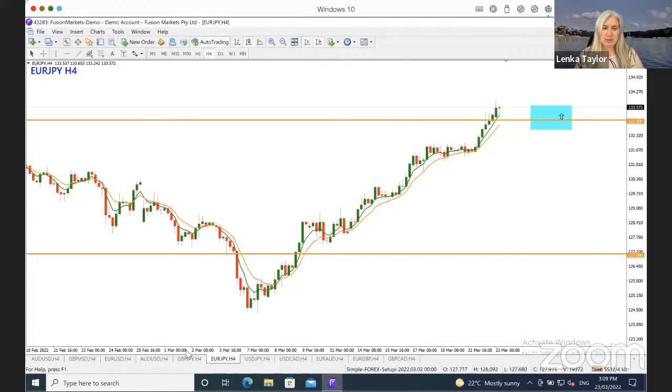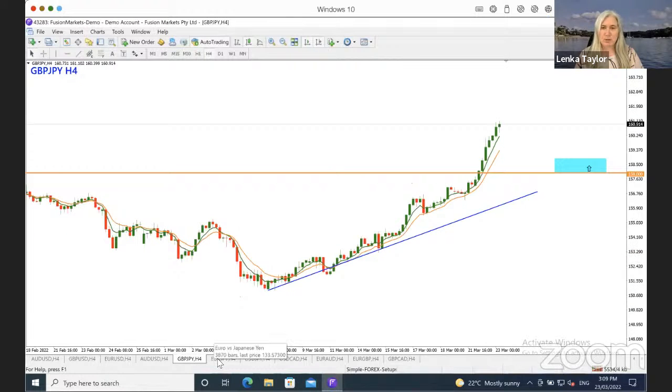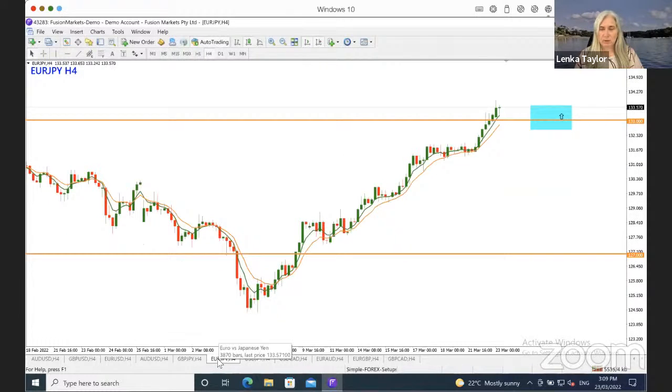Just remember that GBPJPY and EURJPY are highly correlated. So if you are going to take a trade, manage your risk, because they're both likely to go in the same direction. I think I shared that before, the correlation matrix. Let me just share that again.